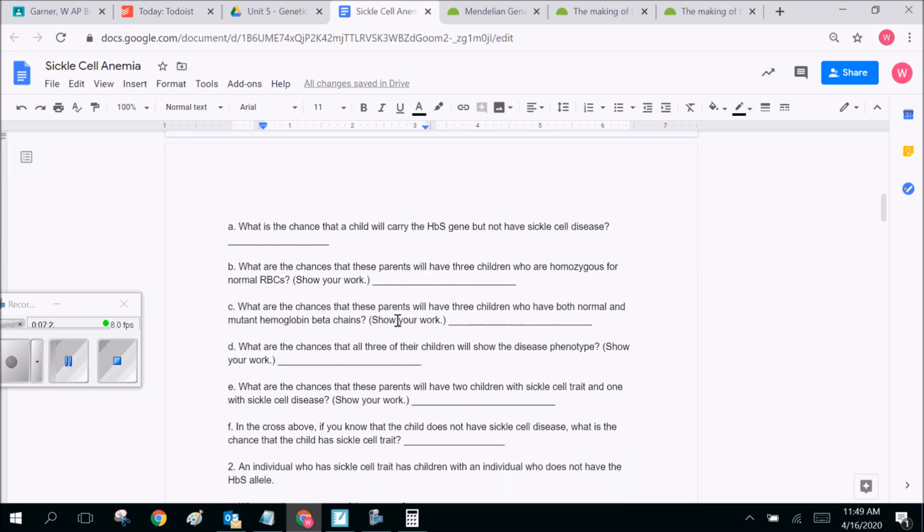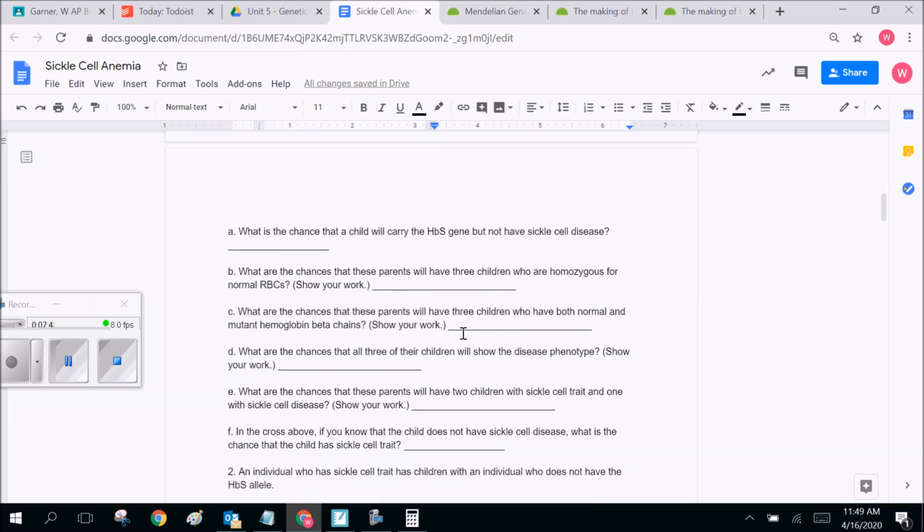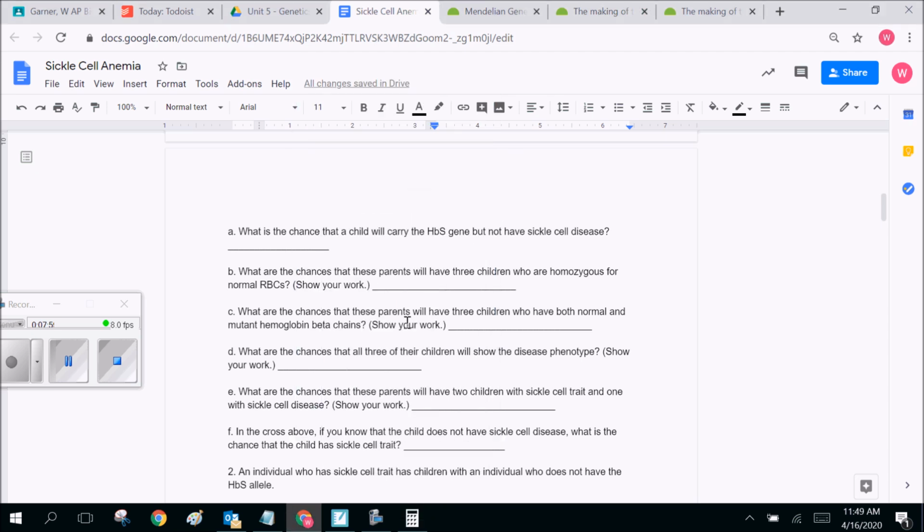Okay, so then ask, what are the chances these parents will have 3 children who have both normal and mutant hemoglobin beta chains? Okay, 3 children who have both normal and mutant hemoglobin beta chains means that they are heterozygous or hybrids. So 3 children that'll be hybrid. Well, what are the chances of being hybrid? Well, it's 50%. So that would be 50% times 50% times 50%, which if you go back here, would be 0.5 times 0.5 times 0.5. And then, of course, we have to times that by 100, and it gives us 12.5%. So there's a 12.5% chance that they'll have 3 children in a row with the trait.